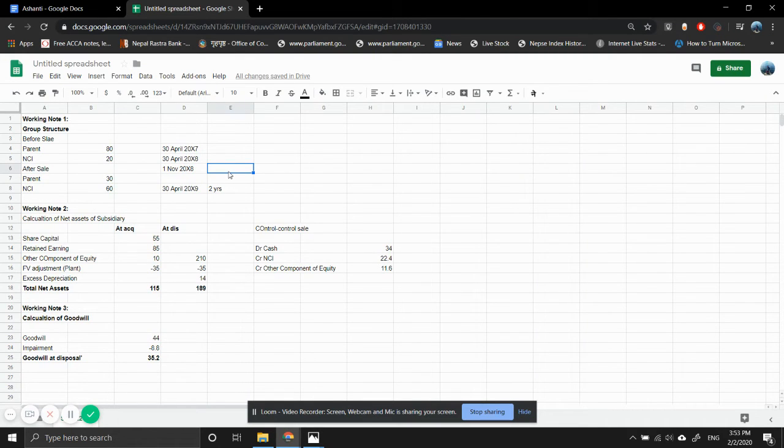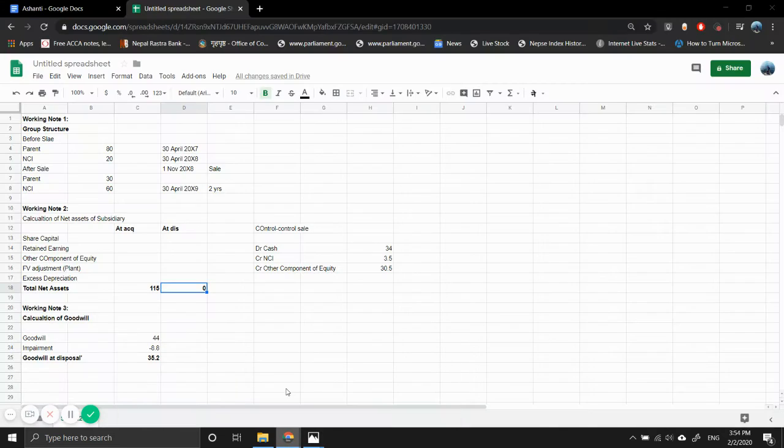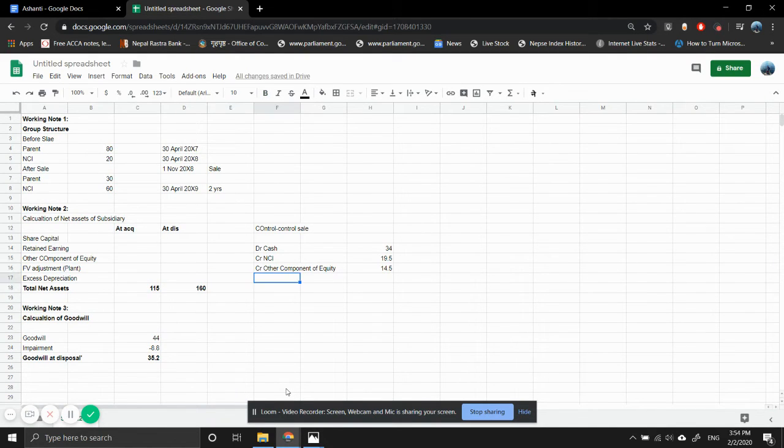So let's calculate this time period. So it happened during 20x8, right? Let's remove all these values from here. At disposal date, its net assets was 160 million, right? 160. Okay, so let's calculate a few other things. How much time is left after it has been sold? It's sold on 1st November. That means November, December, January, February, March, April. So 6 months. 6 divided by 12, right?